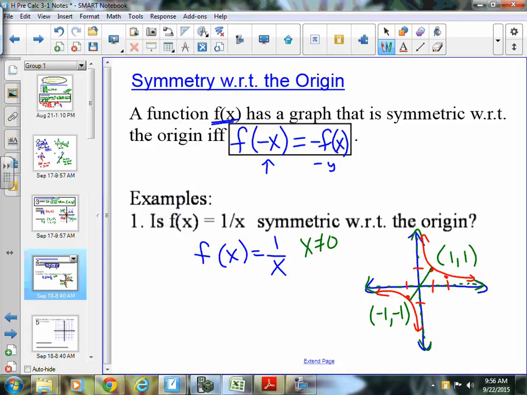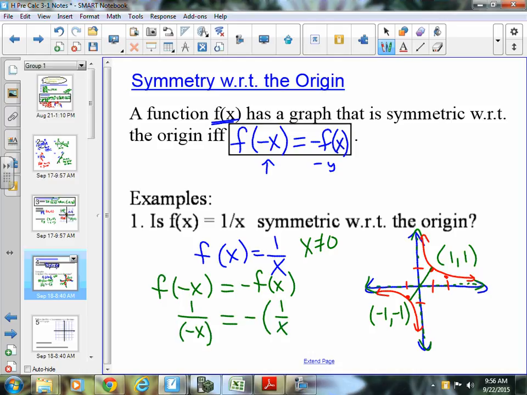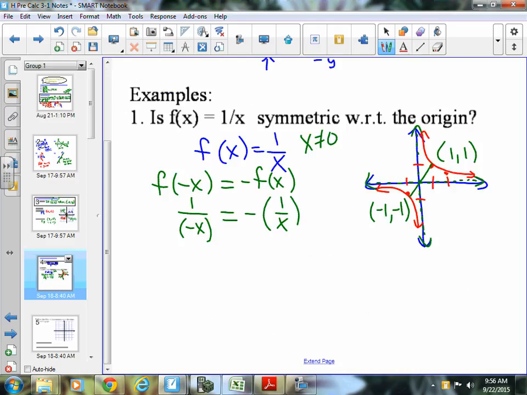We go back to our rule. F of negative x has to equal opposite of f of x. So I need to show that those two statements are equal if I'm going to prove origin symmetry. So just plug in your rule and try it. So I'm going to plug in opposite of x, and I'm going to take the opposite of the whole thing. When I look at that rule, they both simplify to exactly the same thing.